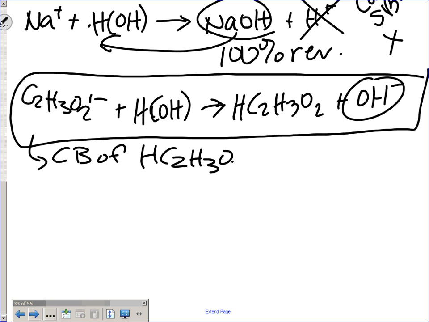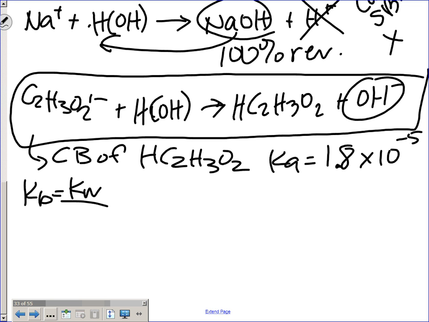Don't we have the Ka of acetic acid from yesterday? You wrote it down for homework. What was it? 1.8 times 10 to the negative fifth. Yes, negative fifth. Okay, this is not acting as an acid. You cannot use a Ka. You must use its Kb. Let's find Kb from the Ka.